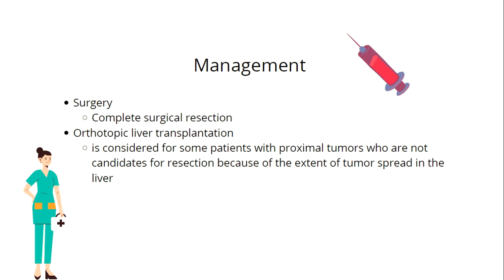The further surgery is the complete surgical resection. Another is the orthotopic liver transplantation. It is considered for some patients with proximal tumors who are not candidates for resection because of the extent of tumor spread in the liver.